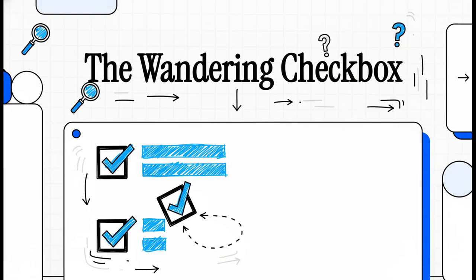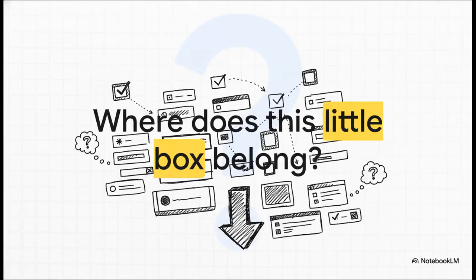Have you ever noticed something that's just hiding in plain sight on pretty much every screen you look at? Well, today we're going to solve a little design mystery. Let's call it the case of the wandering checkbox. And it all starts with a really simple question.